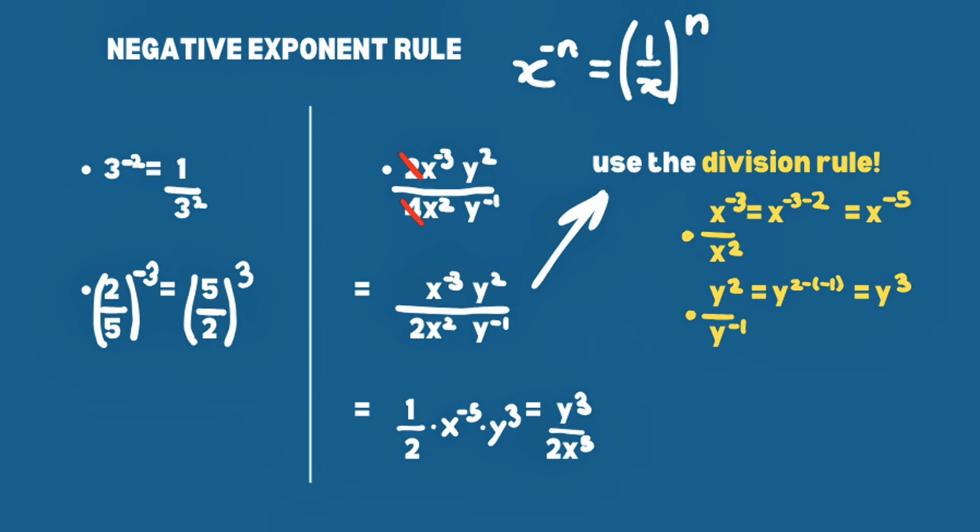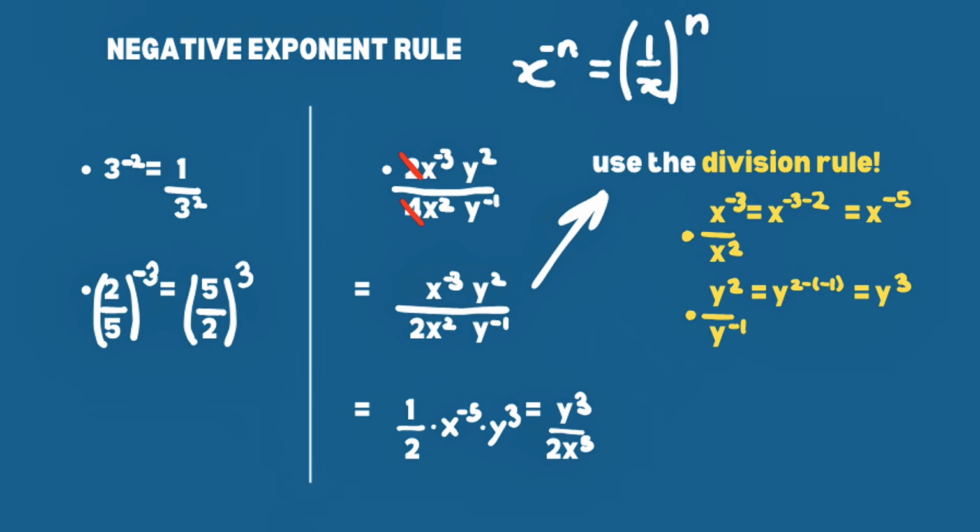So now on to the hard one. 2x to the power of minus 3 times y squared over 4x squared times y to the power of minus 1. You read it in one go! Anyway, so first thing we do is we simplify the 2 and the 4 by dividing by 2. Here we can use the division rule. So first with the x. x to the power of minus 3 over x squared is equal to x to the power of minus 3 minus 2, which is just x to the power of minus 5.